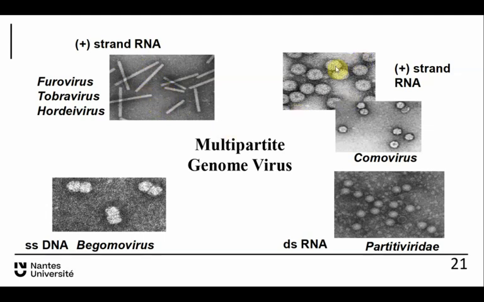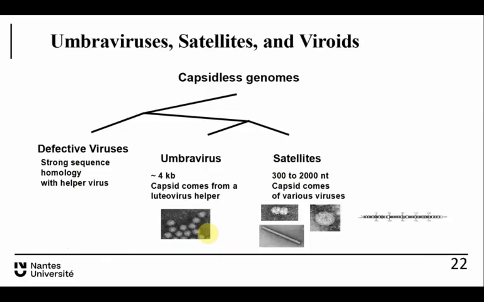So you also have this in some icosahedral virus particles, and you also have this, as I said before, in the begomovirus genus of the Geminiviruses. So that's something we find in plants that we don't find in animals. I don't think any animal virus has a multipartite genome.